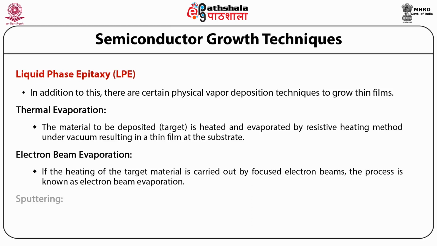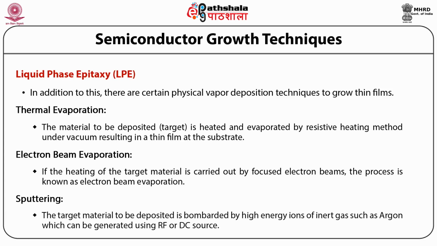Lastly, we have sputtering. Now here the target material to be deposited is bombarded by high energy ions of an inert gas such as argon, which can be generated using an RF or DC source. The target atoms are ejected out due to the momentum transfer and finally settle at the substrate, resulting in the formation of a thin film.